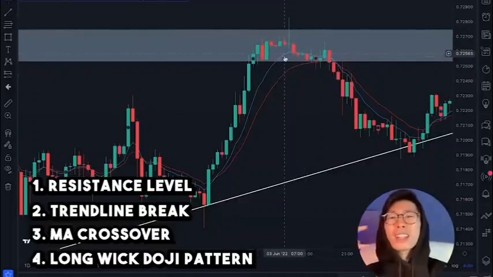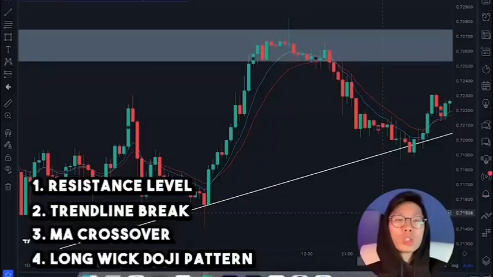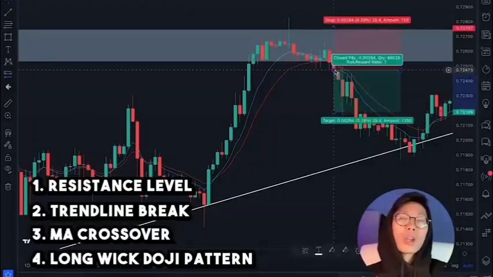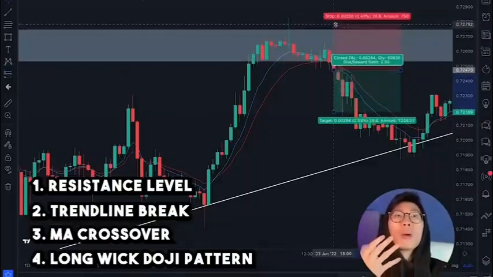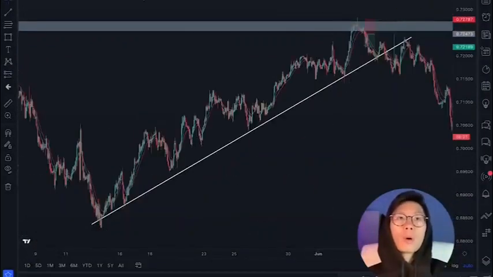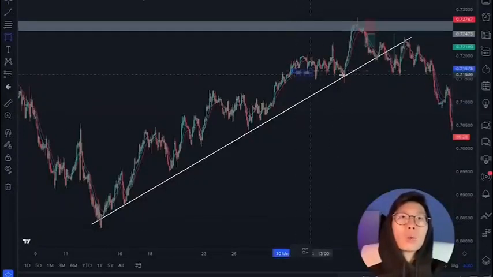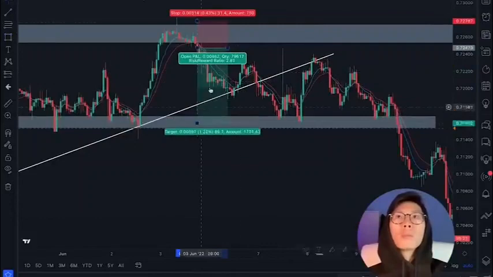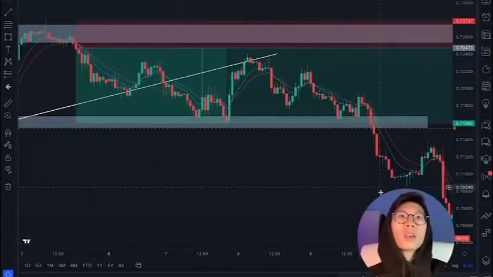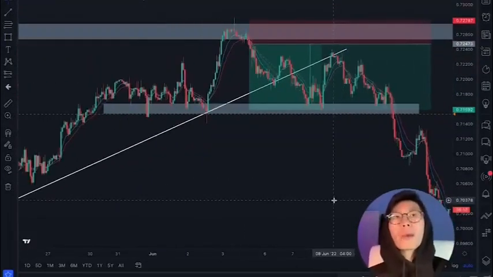Now it's the sellers' market, so we can enter for our sell position somewhere around here when the moving average crossover happens, and we have four confluences. So the stop loss is placed above this resistance area, and then our take profit can be placed at the next support area, which can be right down here. And as you can see, this was a beautiful trade, guys. It played out just like what we expected.